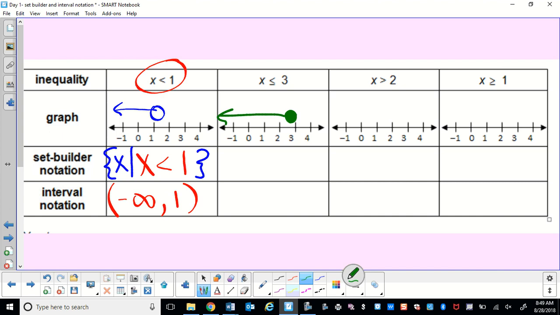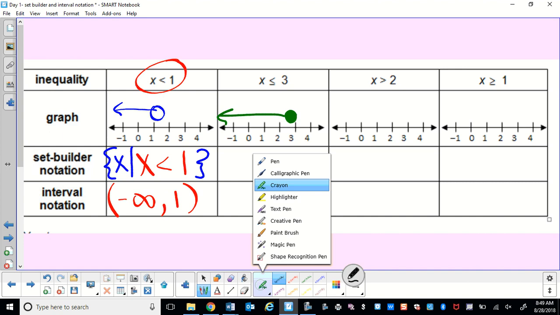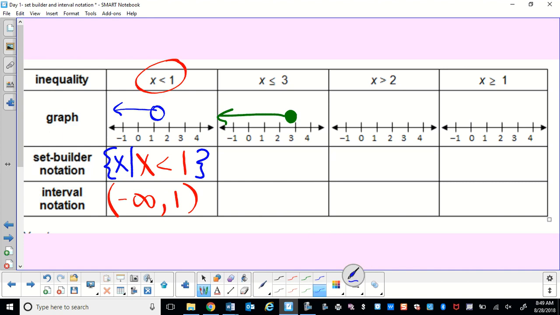All right, my set builder notation. For set builder, I am going to break it down. My first step is to put my braces. 1, 2. Next, I need my X such that, or X in my bar, my line, whatever you want to call it. What goes in the open space? For inequality, we're just copying that straight down. X is less than or equal to 3.